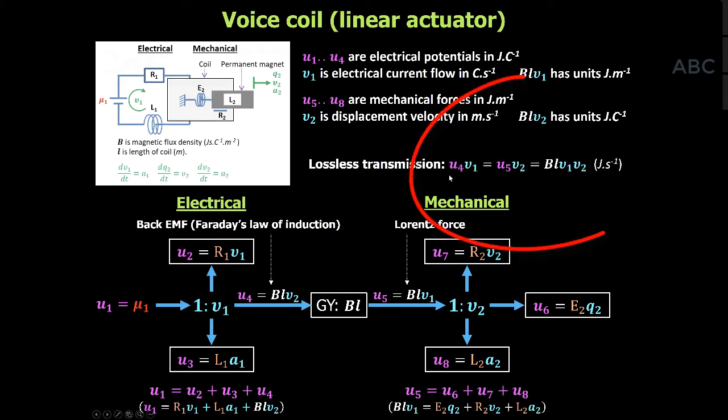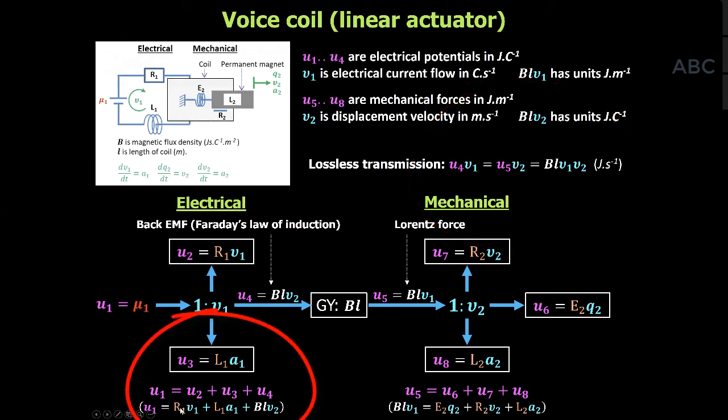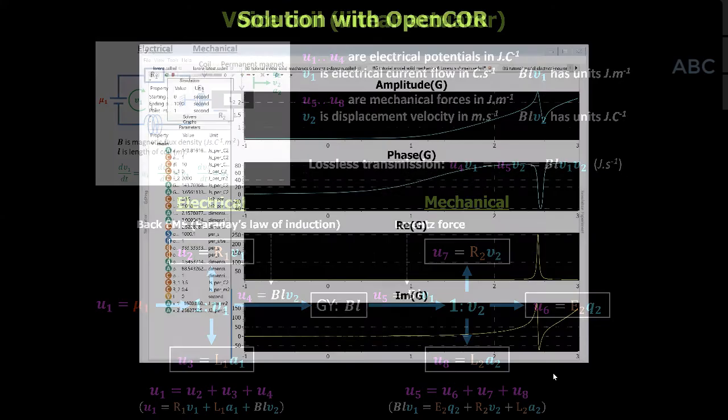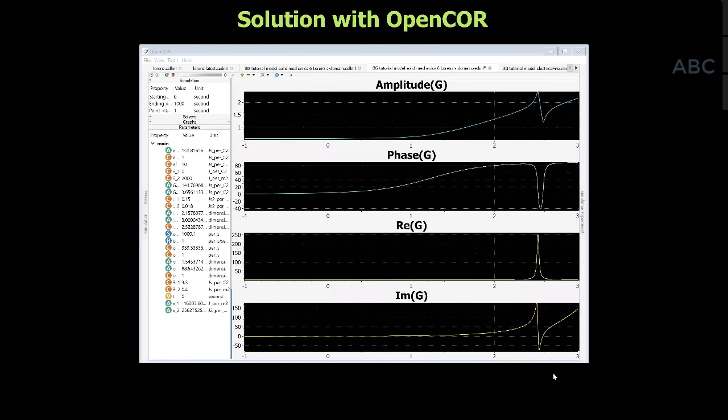As I said, you've got lossless transmission through here, and that's expressed here. And then these are the equations that drop out. So these have become the familiar voltage drop equations and force balance equations that you'd use for a voice coil linear actuator. And if you solve that in CellML, OpenCOR, you get, and I've done this, you can analytically derive these expressions and show that you're getting exactly the right solutions.